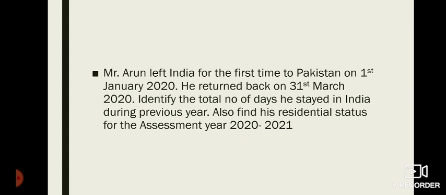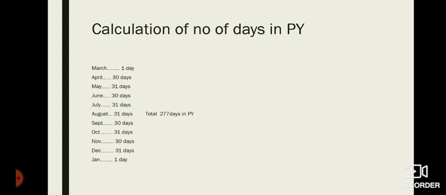Now, 31st March 2020 he returned. Identify the total number of days he stayed in India during the previous year and also find his residential status for the assessment year 2020-2021. Let us now find the total number of days Mr. Arun has stayed in India. Once we find the total number of days he has stayed in India, we can check his residential status. Let us begin calculation of number of days in the previous year.